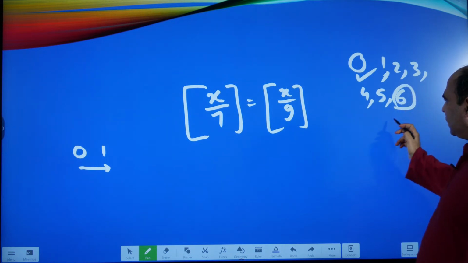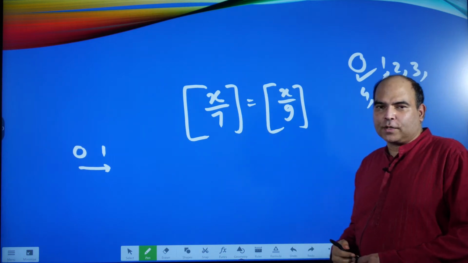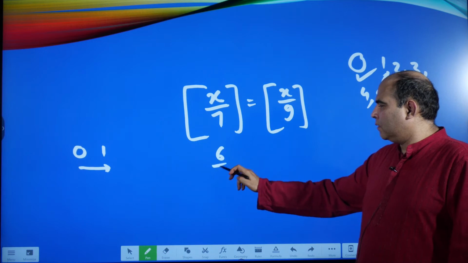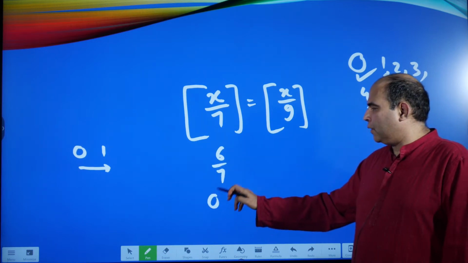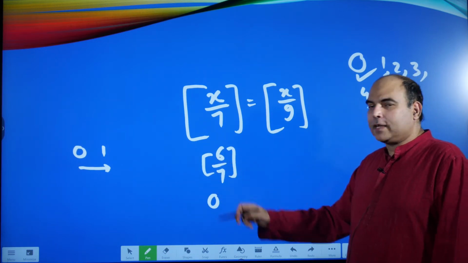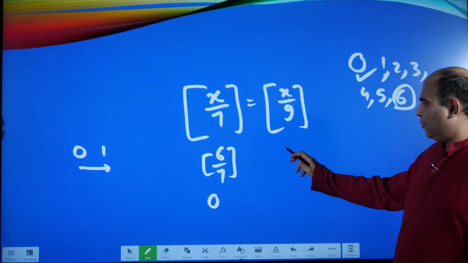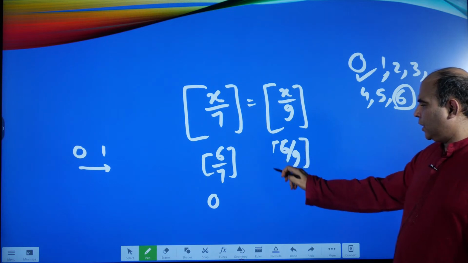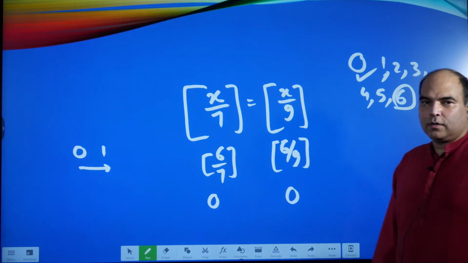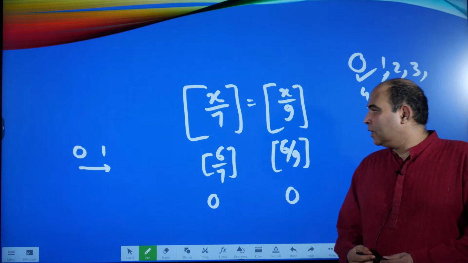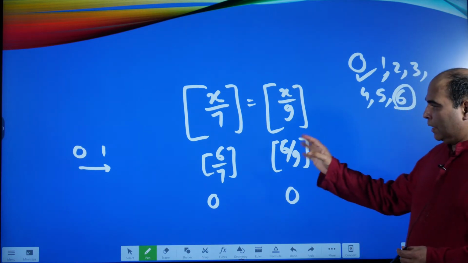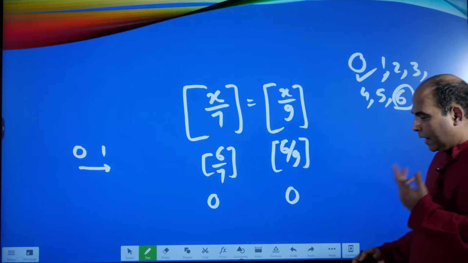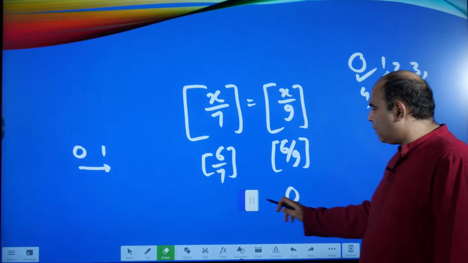Even if you check at 6, for example, at 6 you will have 6 by 7, which is 0.85. When you put that in a GIF, it will take 0, and when you put 6 by 9 in the GIF function, it will again be 0. So at each of these numbers, I'm going to have a value of 0 for both sides of the equation. But where does it change? It starts changing when you take x as 7.